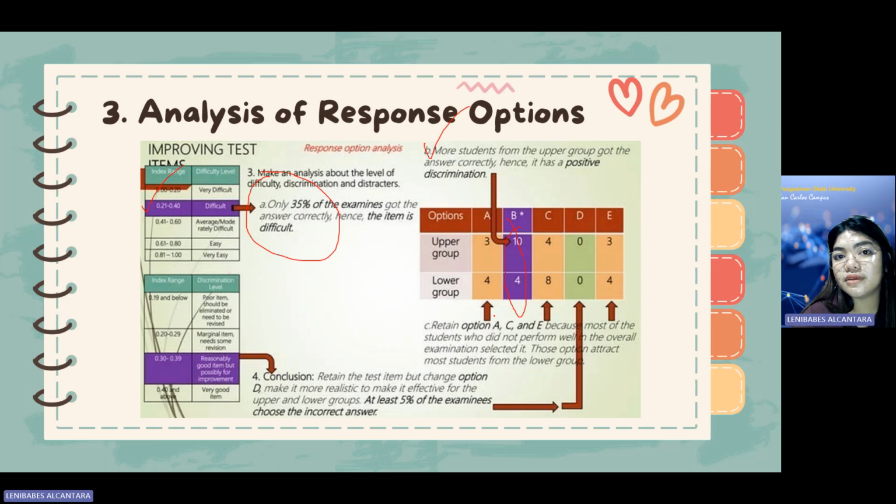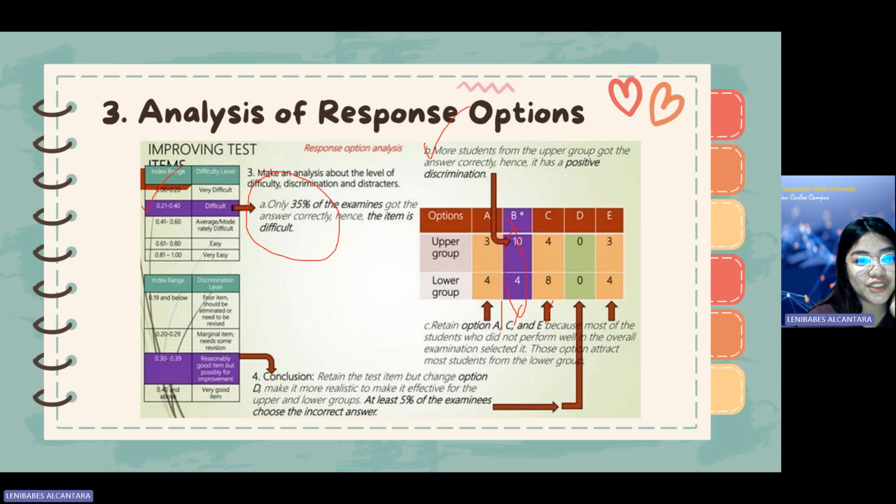Ibig sabihin, ulitin mo lang. Okay? A, C, and E. Bakit? Maraming nalito pa rin sa kanya at pumili. Ayan o. Maraming pumili sa option A, C, and E. Diba? Ang daming pumili. Sana all pinipili.